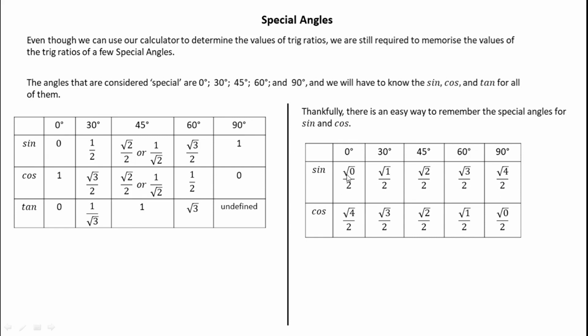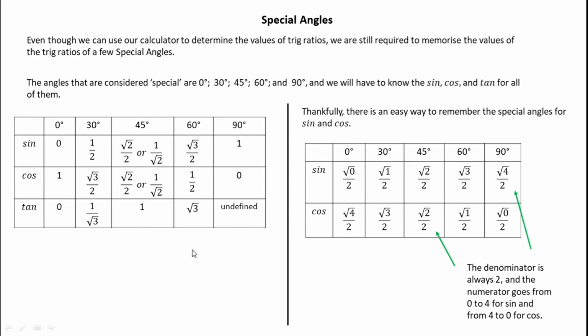You will notice at the top here it goes 0, 1, 2, 3, 4. And the denominators are all 2. Then if you look at the cos, it's exactly the same pattern, but backwards. It goes root 4, root 3, root 2, root 1, 0. So that I find to be a fairly simple way of remembering the sine and cos special angles. As far as the tans go, you'll just pretty much have to remember them, but thankfully they're not that hard to commit to memory.